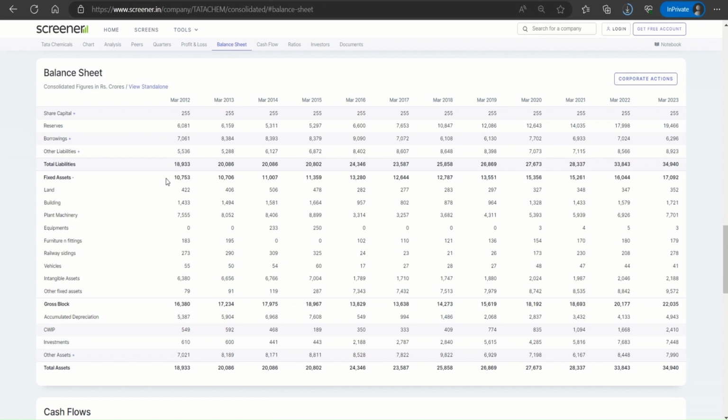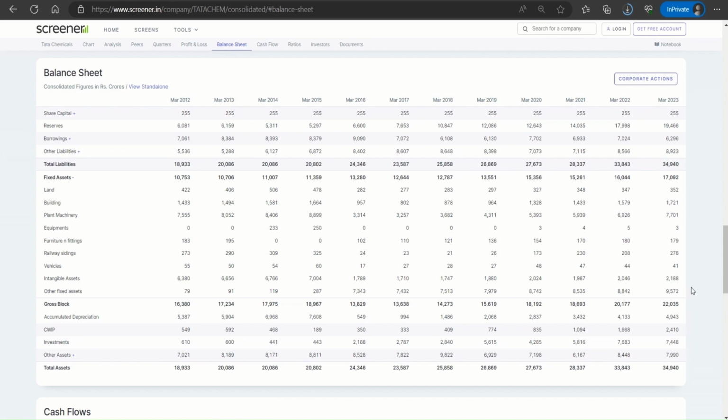So what we are seeing is, you can basically see here how much the value of the land is. It's almost remained the same. Maybe they increased it a bit, but Tata Chemical is not buying lands. But let's see if it's buying buildings or more machinery. It is buying more, no doubt. And then you can just look through all of these columns and try to infer something.